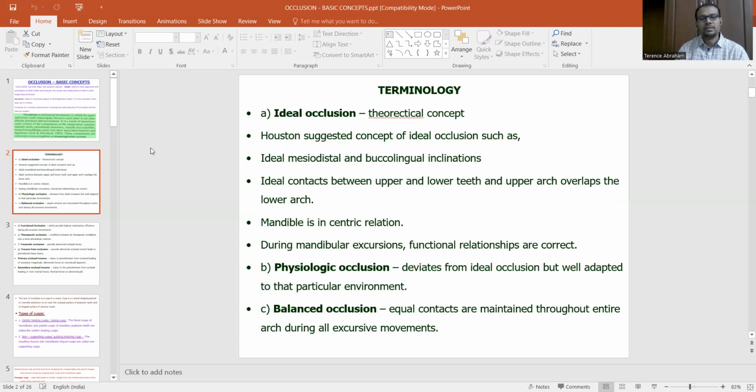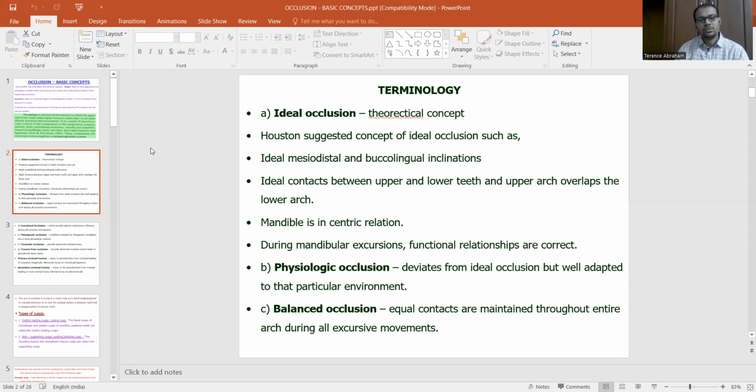The second concept is physiological occlusion. It is not an ideal occlusion, but a slight deviation from the ideal occlusion, which is well adapted to that particular environment.